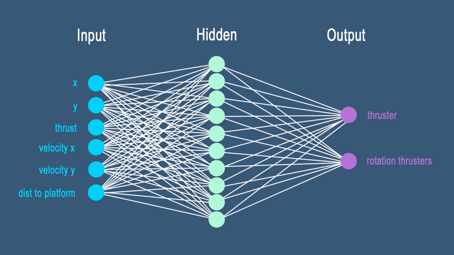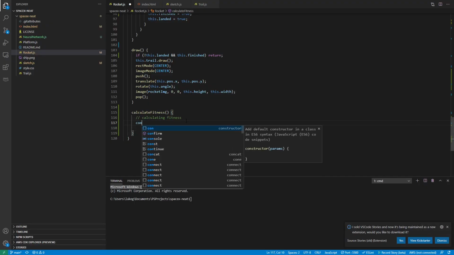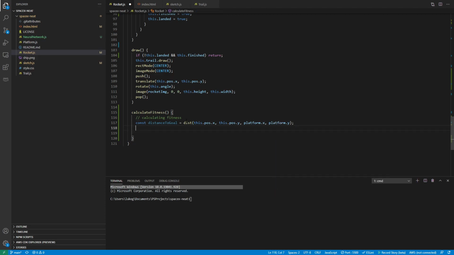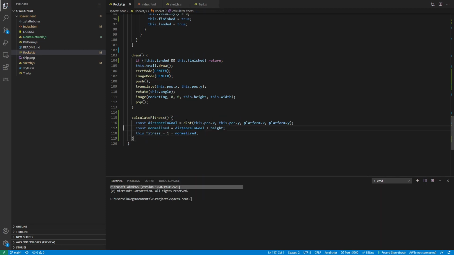The fitness value is what we use to determine whether the neural network gets to reproduce. This will be calculated based on a number of metrics, including the velocity, the angle, and the distance to the platform. So basically, the higher that value, the more likely that neural network is to reproduce.